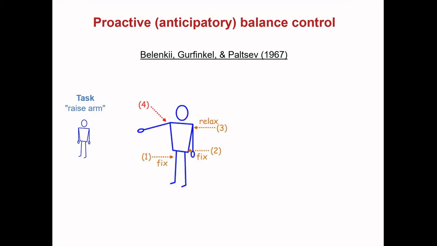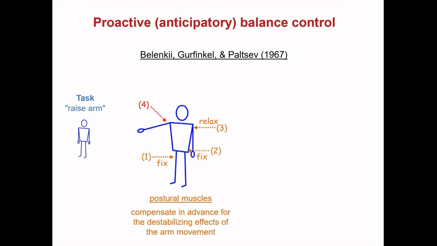Let's look at a second example. In the task studied in this research, the participant is simply asked to raise their right arm up in front of them. In order to perform this movement, what we see is a particular sequence of changes in muscle activation levels. We initially see the activation of postural muscles, coloured in orange. These activations are used to compensate in advance for the destabilizing effects of the target arm movement.